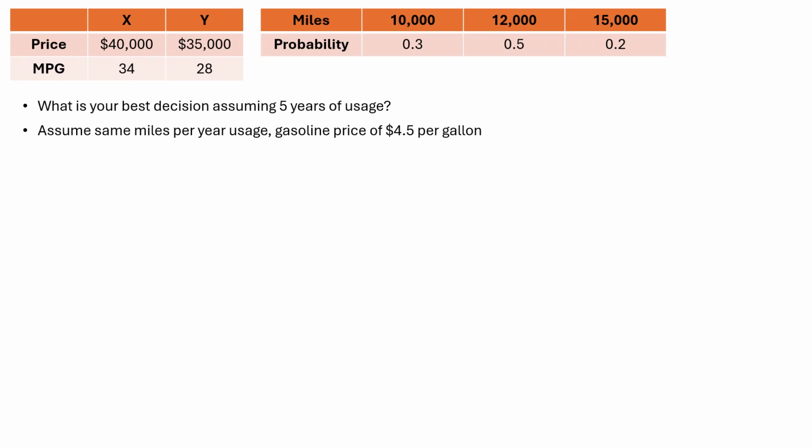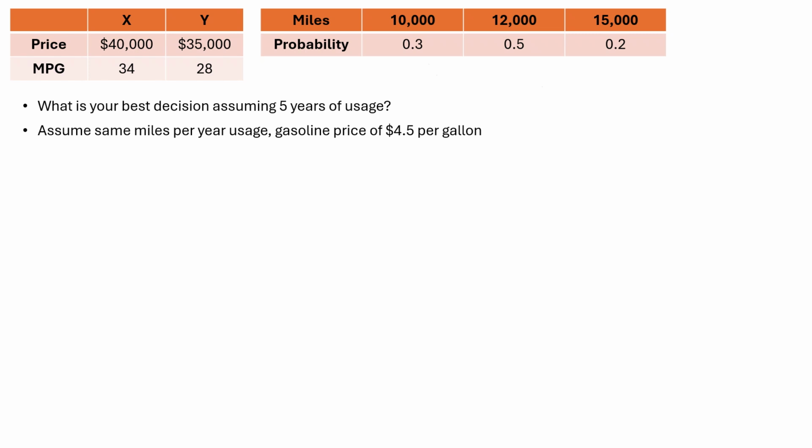One of the first things you've got to do in the decision tree is figure out the chain of events here. The first event that occurs in this situation is your decision to either buy vehicle X or vehicle Y. You have to see that that's the first event. Okay, you're driving a certain miles per year. That happens after you buy the vehicle, right? And there are associated probabilities.